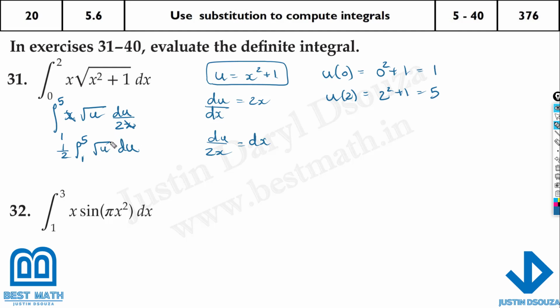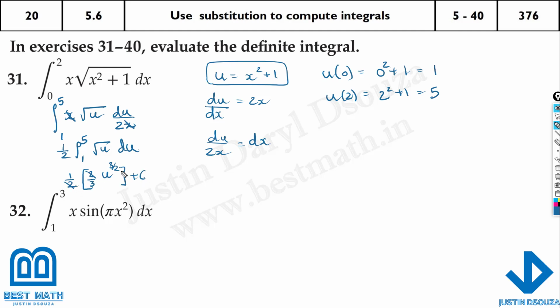It is u to the power half. I'll directly solve this now. It's going to be half, and this is solved as u to the power half plus 1, which will be 3 by 2. And over here, what's going to happen? Divided by 3 by 2, I'll just write it out. It'll be 2 divided by 3 plus c.